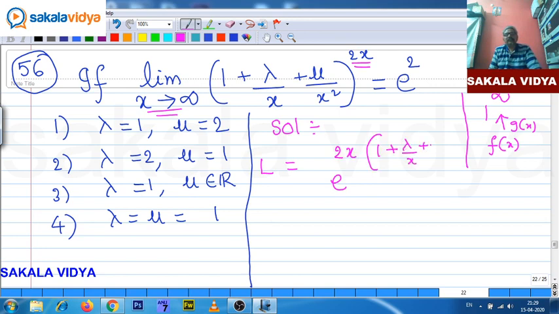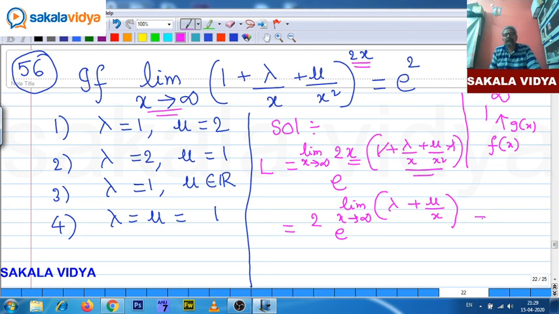Okay. So, this can be written as e raised to g of x, meaning 2x, multiplied by 1 plus lambda by x, which is f of x, plus mu by x square, minus 1. Now, the limit is applied as x tends to infinity. Here the 1 gets cancelled. Now, 2 e to the power of limit x tends to infinity. Multiply each term with x: x into lambda by x gives lambda, plus mu by x, whose value is given as e square. When you apply the limit, the mu by x becomes 0. So, we have e to the power of 2 lambda.